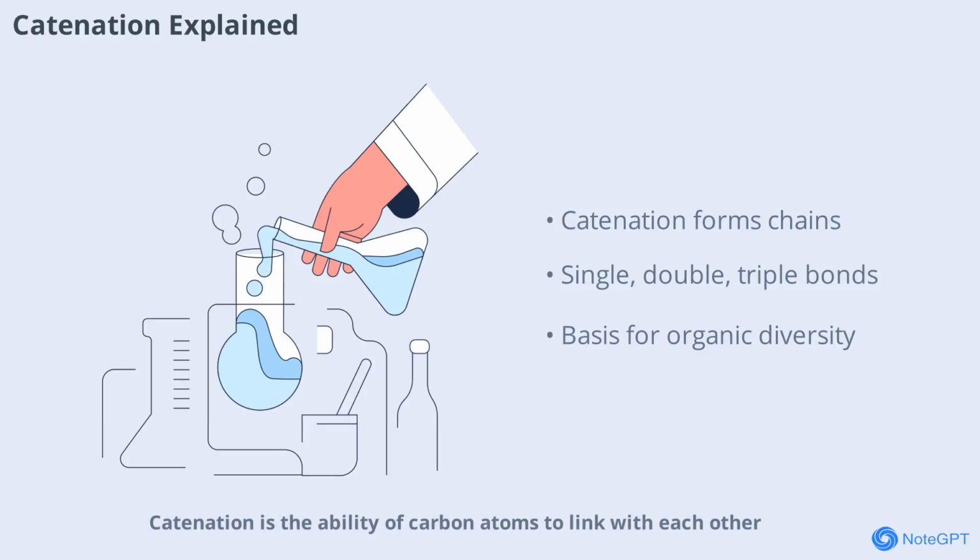Catenation is the ability of carbon atoms to link with each other, forming long chains and rings. This property is what allows for the incredible variety of organic compounds. Carbon can form single, double, or triple bonds with itself, leading to straight chains, branched chains, and cyclic structures. We'll look at simple diagrams to visualize how catenation works and why it's so important in organic chemistry. This concept sets the stage for understanding hydrocarbons and more complex molecules.